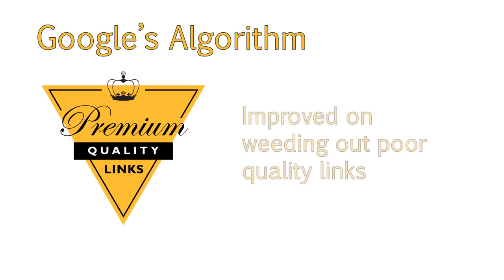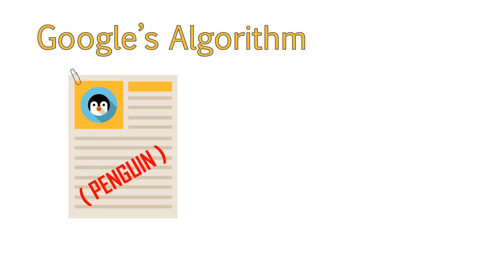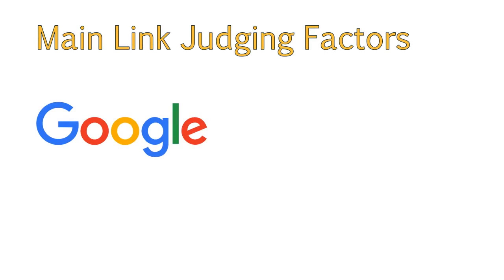The algorithm looks at various factors when judging the quality of a link. It's important to make sure you have a diverse backlink profile that appears natural to Google. This will help you avoid any penalties that may be applied to your site through algorithms such as Penguin. Google looks at many different factors when judging your site authority based on your backlink profile.